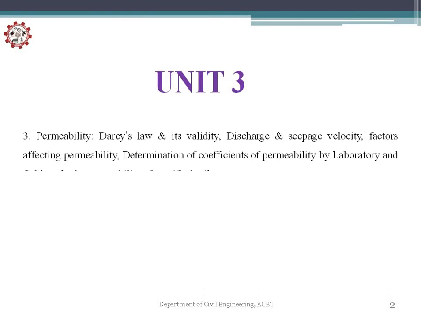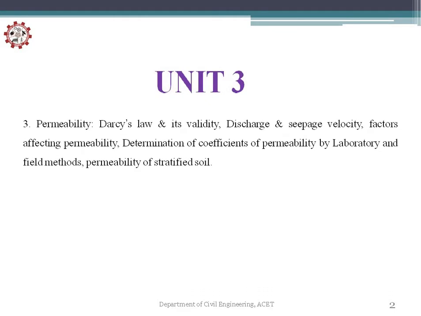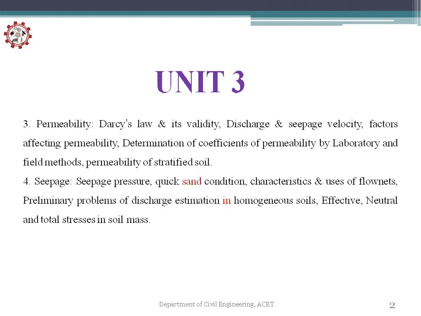In that you are having permeability, Darcy's law and its validity, discharge and seepage velocity, factors affecting permeability, determination of coefficient of permeability by laboratory and field methods, and permeability of stratified soil. Seepage pressure, quicksand condition, characteristics and uses of flow nets, preliminary problems of discharge, estimation in homogeneous soils, effective, neutral and total stresses in soil mass.